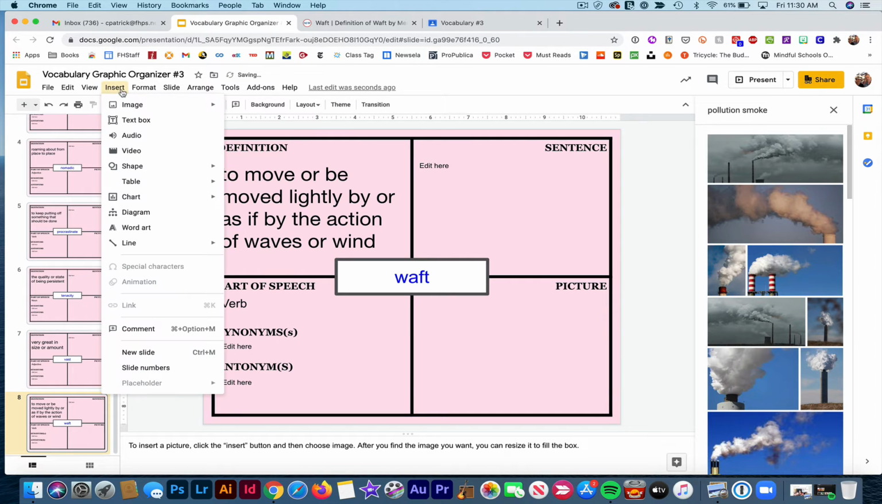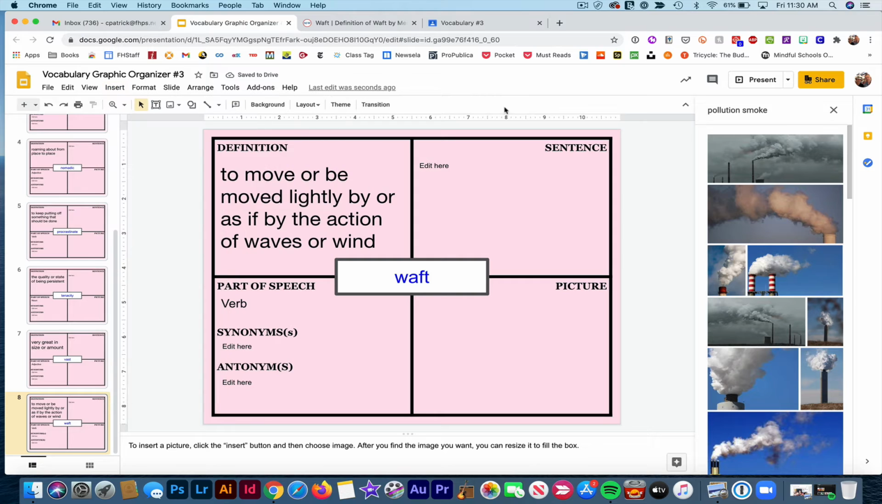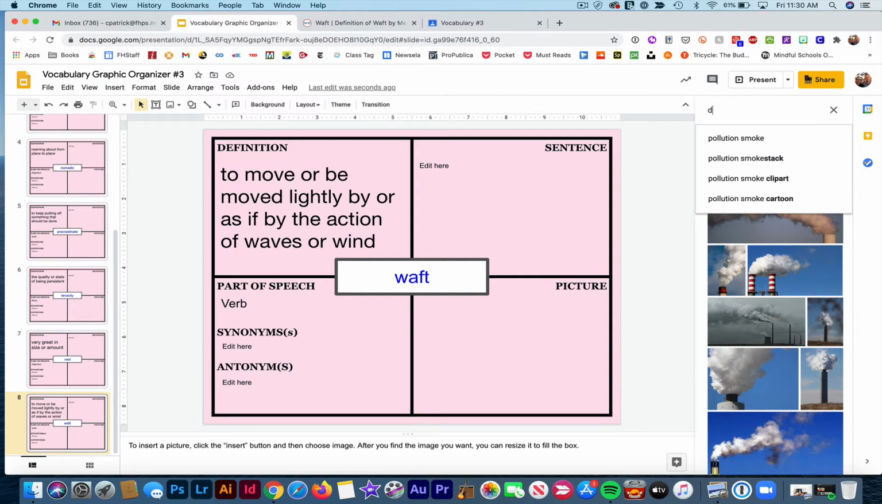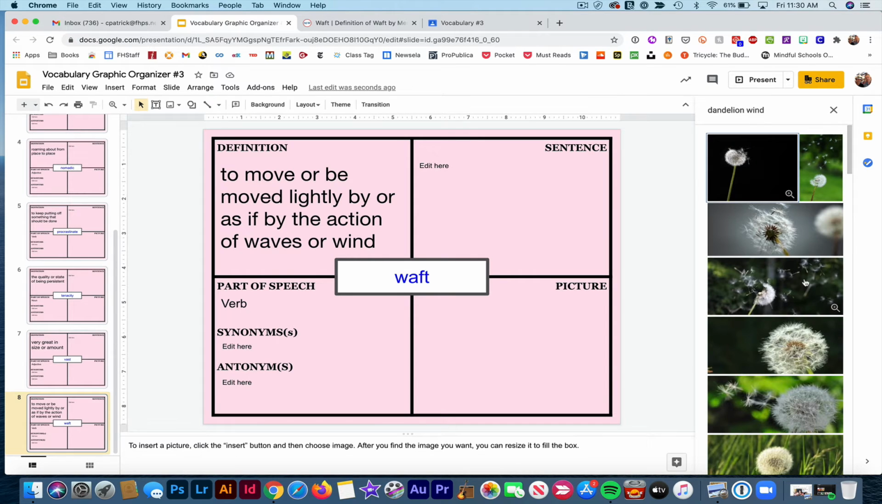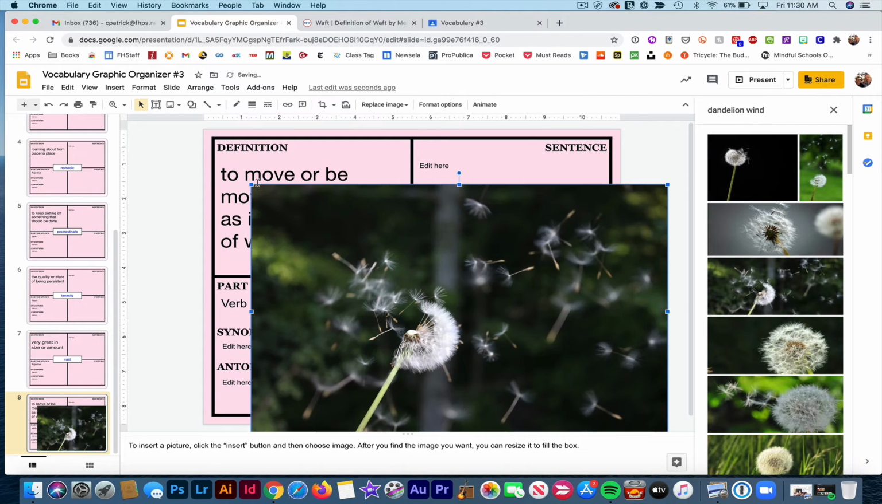You could also, let me see, insert dandelion. What if I combine dandelion and wind, right? So these are wafting through the air, or they soon will be.